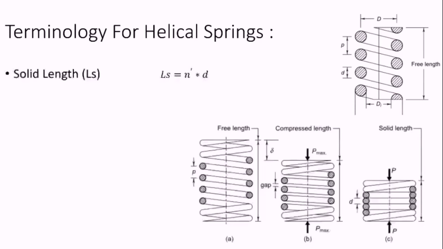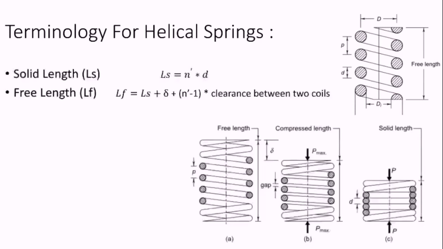The clashing allowance or the total axial gap is usually taken as 15% of the maximum deflection, or sometimes arbitrarily we can take a gap of 1 mm or 2 mm between adjacent coils.